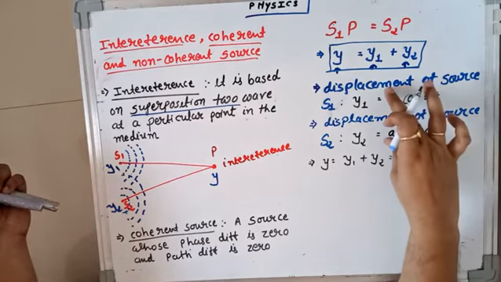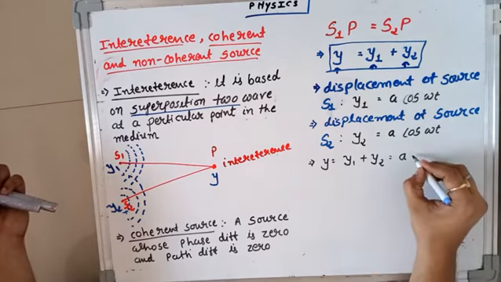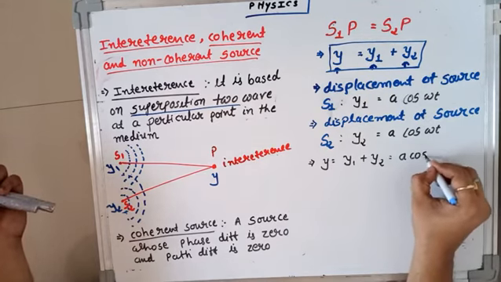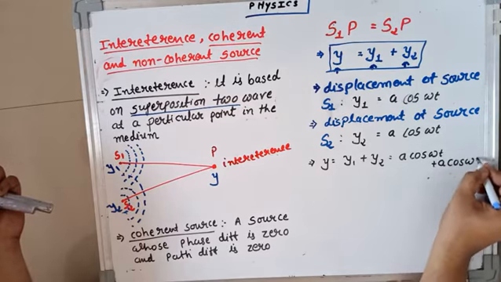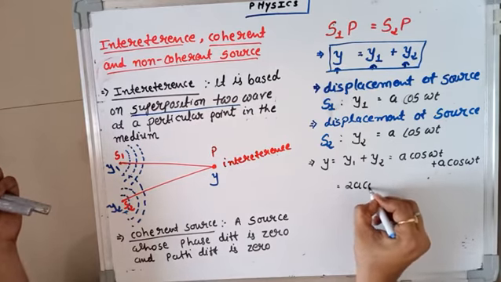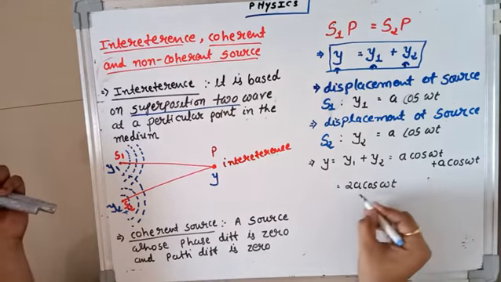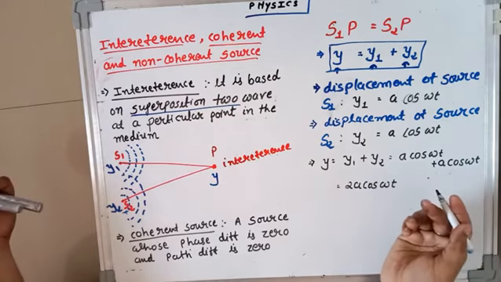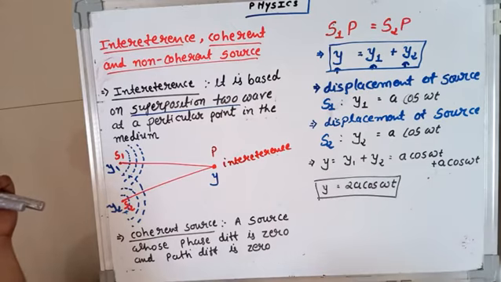Now using superposition, the sum of all individual displacements, y is equal to y1 plus y2. So a cos omega t plus a cos omega t, the sum of the individual displacements is 2a cos omega t. Periodically, we can also write it as 2a sin omega t, it doesn't matter. So this is the final displacement, y is equal to 2a cos omega t. Yes, so this is the explanation of the interference.